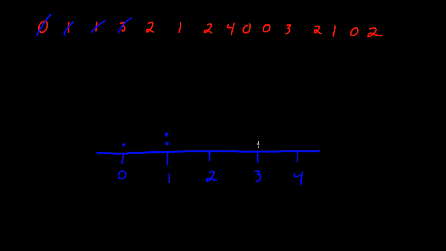Then we have a 3, so we put a dot for 3. We have a 2, dot for 2, another 1, so we put another dot again higher. We have a 2, so another repeated measure. A 4, so we put a dot for 4. 2 zeros, so we'll put 2 dots there for 0. A 3, a 2, a 1, a 0, and a 2.